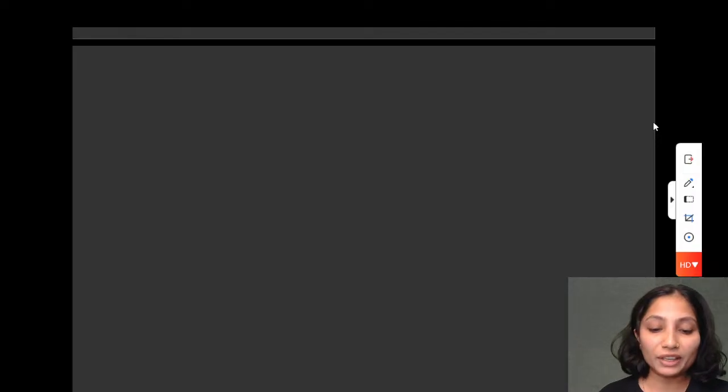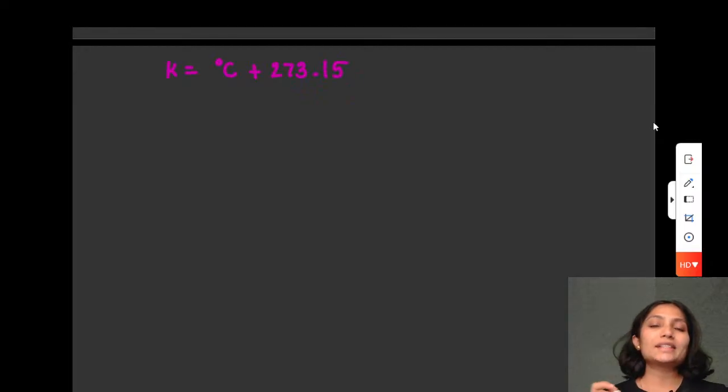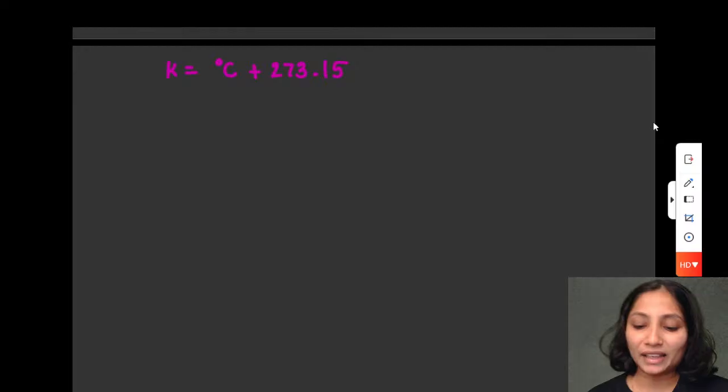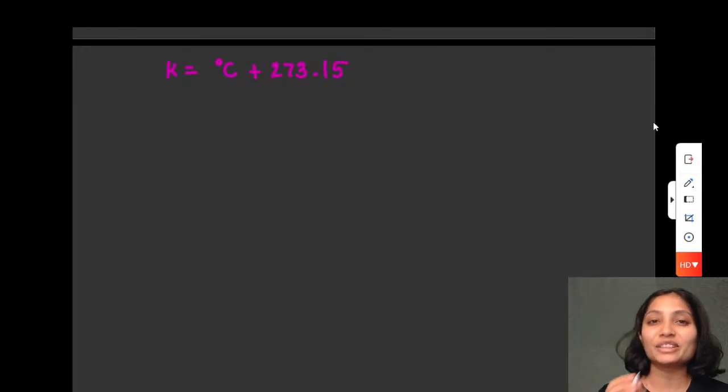We have a formula for that conversion: Kelvin is equal to degree Celsius plus 273.15. But sometimes calculation with this 15 becomes a little difficult, as it involves more calculation. That's why instead we take Kelvin is equal to degree Celsius plus 273. If you don't take the 15 also, that's fine.